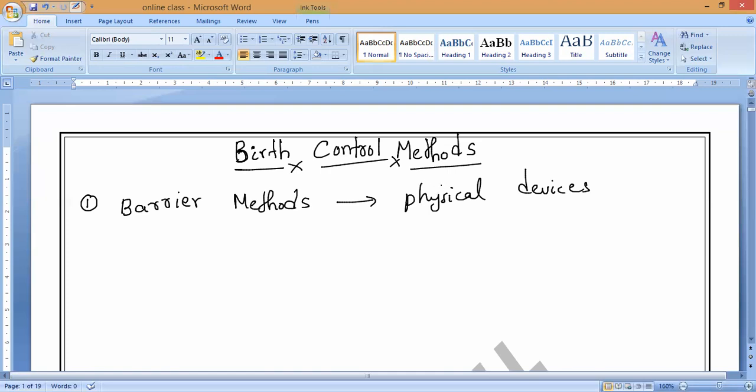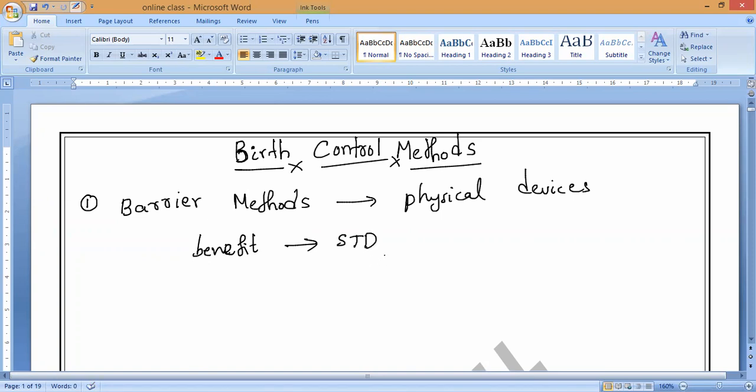Here we have one more importance of this barrier method, beyond preventing pregnancy. What is the best benefit of this one? We studied that, I told you last class, correct. So what is the benefit? Yes, the sexually transmitted diseases, which we call STD.